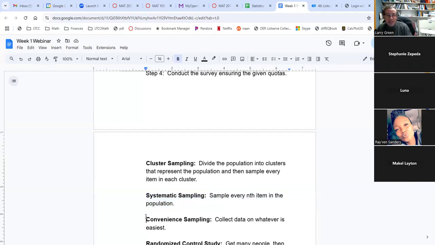Okay, convenience sampling. We already talked about that. You just collect data on whatever's the easiest. Okay, let me give you another example of why convenience sampling doesn't work. Let's suppose that I wanted to find out the average height of college students in California. Sound good? What would be convenient would be to just get the heights of the very first class I ever taught. Sound good? Isn't that convenient?